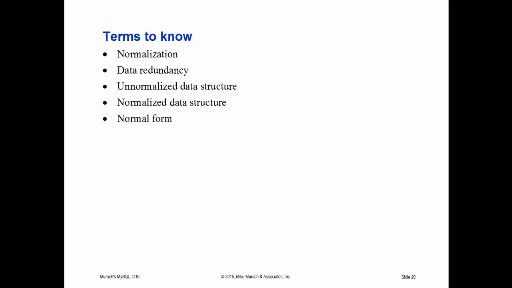And a normal form: one thing about these normal forms is that they go up in number. First normal form is less than second normal form. But if you're in second normal form, you must already have gotten into first normal form. If you're in third normal form, you must have already gotten into second normal form, which means you must also have gotten through first normal form. Okay?